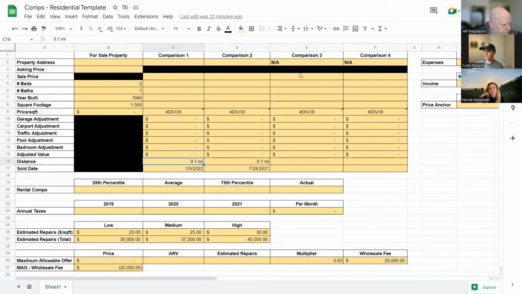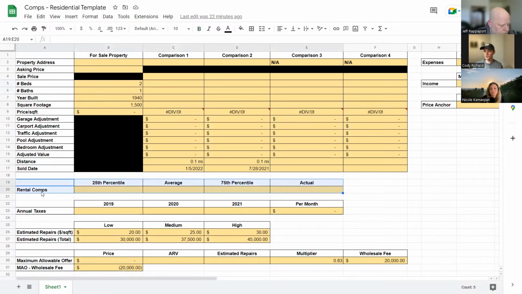I try to get 3 to 4, and these are all the criteria. I don't use these ones quite as often: the garage, carport adjustment. So sold date, distance, square footage, years built, beds and baths. Okay. And so I'll use that through MLS, and then I'll also run rental comps for the property to be able to see, if I'm doing owner financing, what that monthly payment may be reasonable to be.